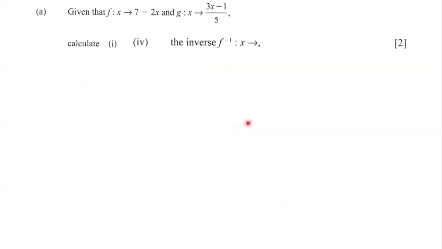Next, we have to find the inverse of f, which is f inverse. That's our goal: to find f inverse. First we write f of x. F of x is equal to 7 minus 2x. But we want to find the inverse of f.